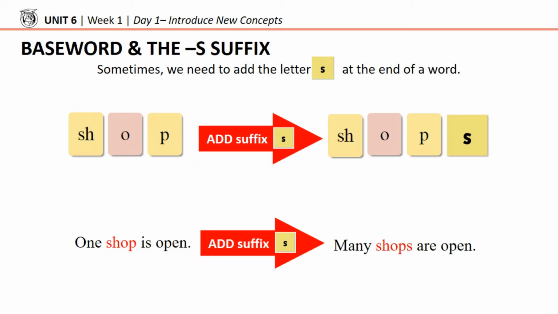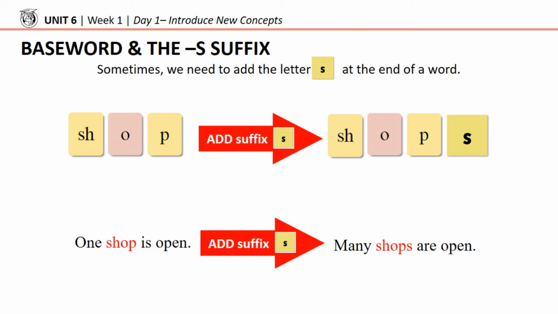Great job. All right, now boys and girls, we're going to learn a new concept today. Today we're going to learn the difference between a base word and a base word with the S suffix. Now, sometimes we need to add the letter S at the end of the word. Let's take a look. Shop. If we add the letter S at the end of the word shop, we change it to shops.